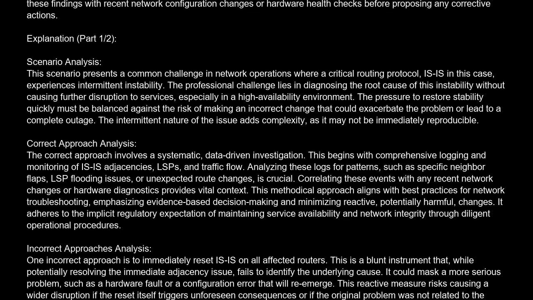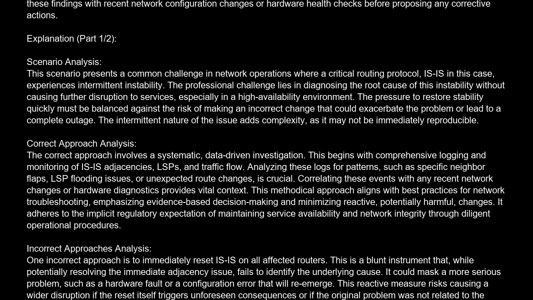The correct answer is B. Initiate a comprehensive IS-IS protocol debug on all potentially affected routers. Meticulously analyze the generated logs for specific error messages or patterns related to neighbor state transitions and LSP processing, and correlate these findings with recent network configuration changes or hardware health checks before proposing any corrective actions.